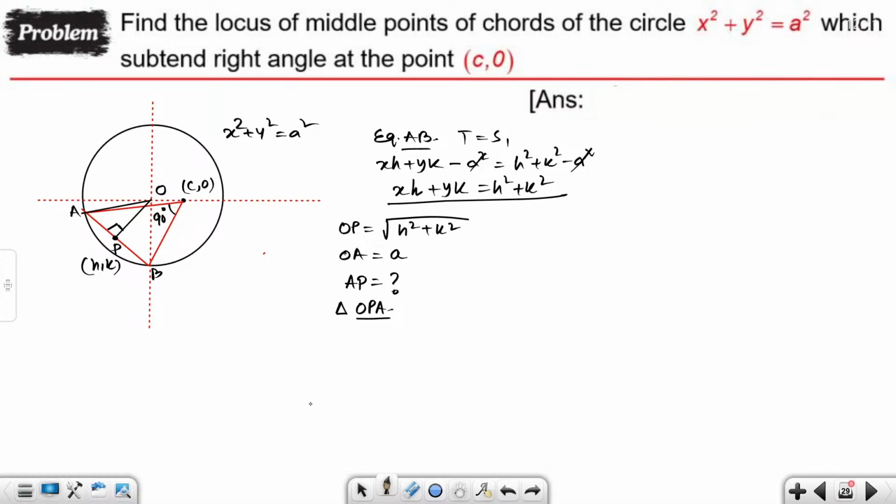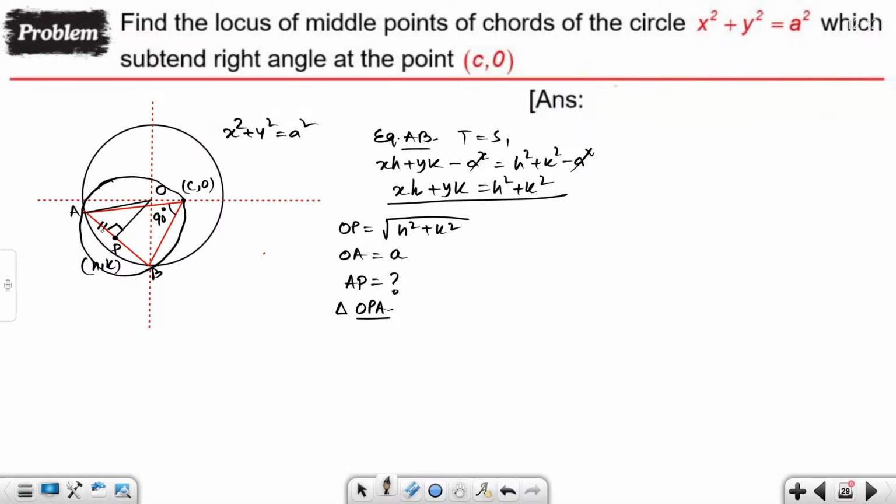Now, if we draw a circle taking AB as the diameter, it will definitely pass through the point C comma 0. If you draw a circle by taking AB as a diameter, it is definitely going to pass through C comma 0. Why? Because we all know that the angle in a semicircle is a right angle. Am I correct or not? So in this case, AB is the diameter, and A, B, C, all these 3 points are on the circle.